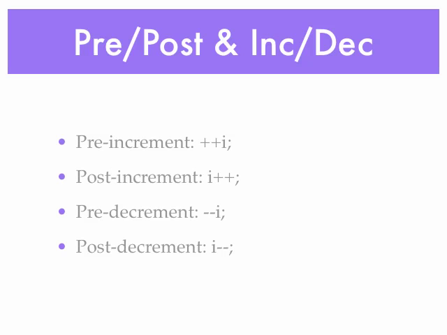Here are some examples of pre and post increment and decrement. If we want to pre-increment a value I, we would write plus plus I. If we want to post-increment a value I, we write I plus plus. If we want to pre-decrement a value I, we write minus minus I. If we want to post-decrement a value I, we write I minus minus.